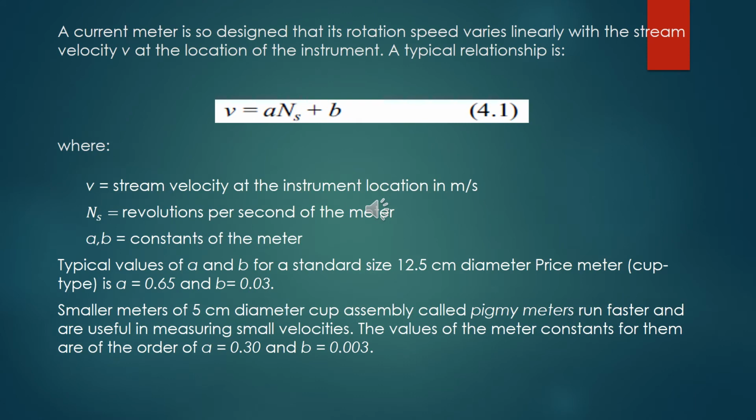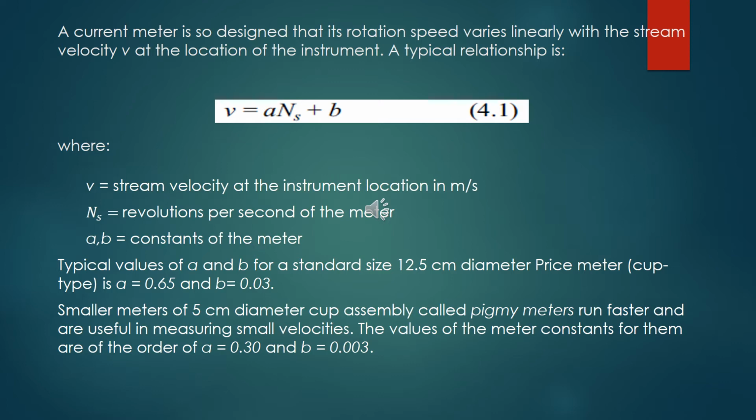A current meter is so designed that its rotation speed varies linearly with the stream velocity v at the location of the instrument. A typical relationship is v = a times n_s + b, where v is the stream velocity at the instrument location in meters per second, and n_s is the revolutions per second of the meter, while a and b are constants of the meter.